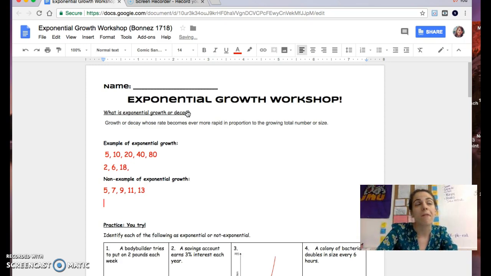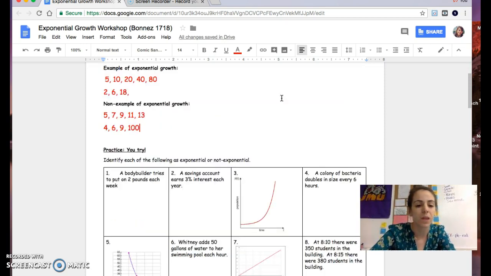Another example of growth, and I could also do decay. Another example of growth would be like 4, and then 6, and then 9, and then 100. Obviously, those numbers are getting larger, but there's no pattern, so you can't say it's exponential or linear.